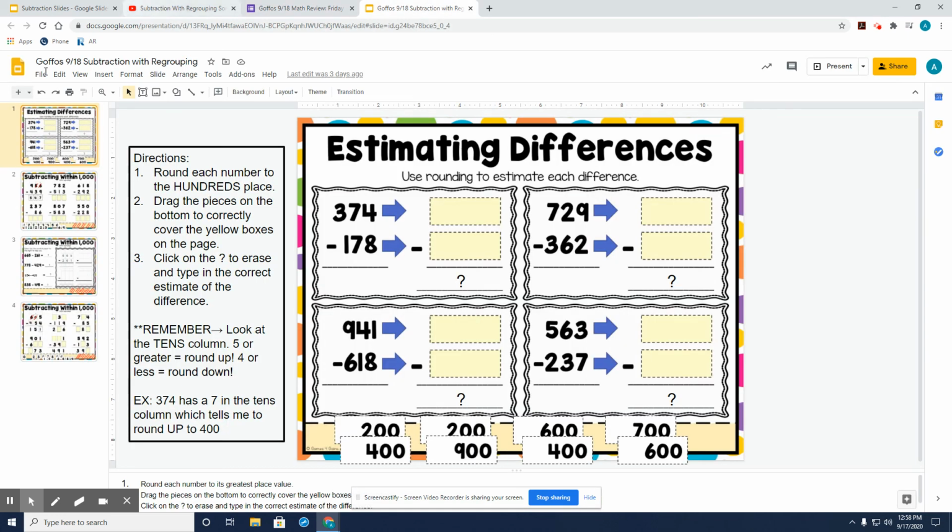And then these are the slides you're going to be doing today. So this very first slide, you're estimating the difference, just like yesterday. So yesterday was rounding to the tens, today is rounding to the hundreds. So 374 rounds to what 100, you're going to click and drag there. And then you're going to click where the question marks are and write your answer. I didn't do an example on this one because you did it yesterday. So you should know what you're doing today.